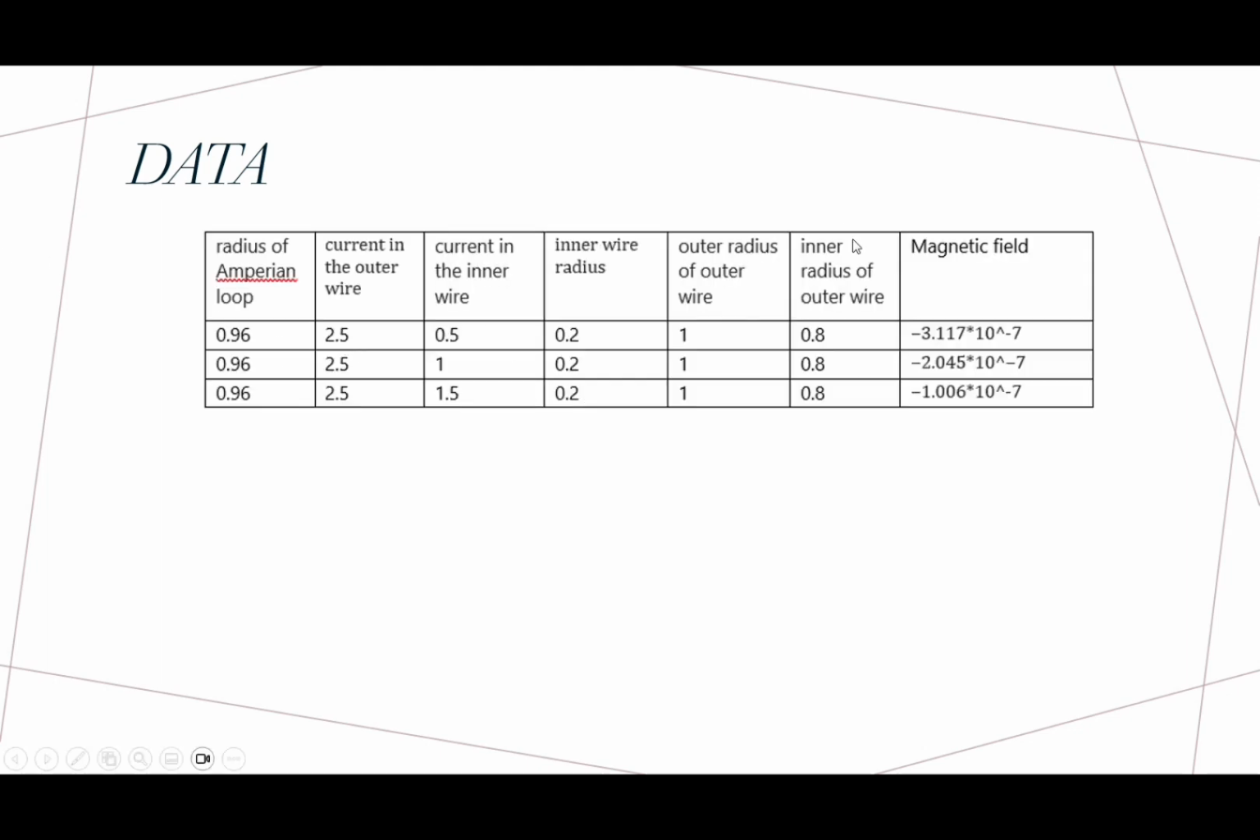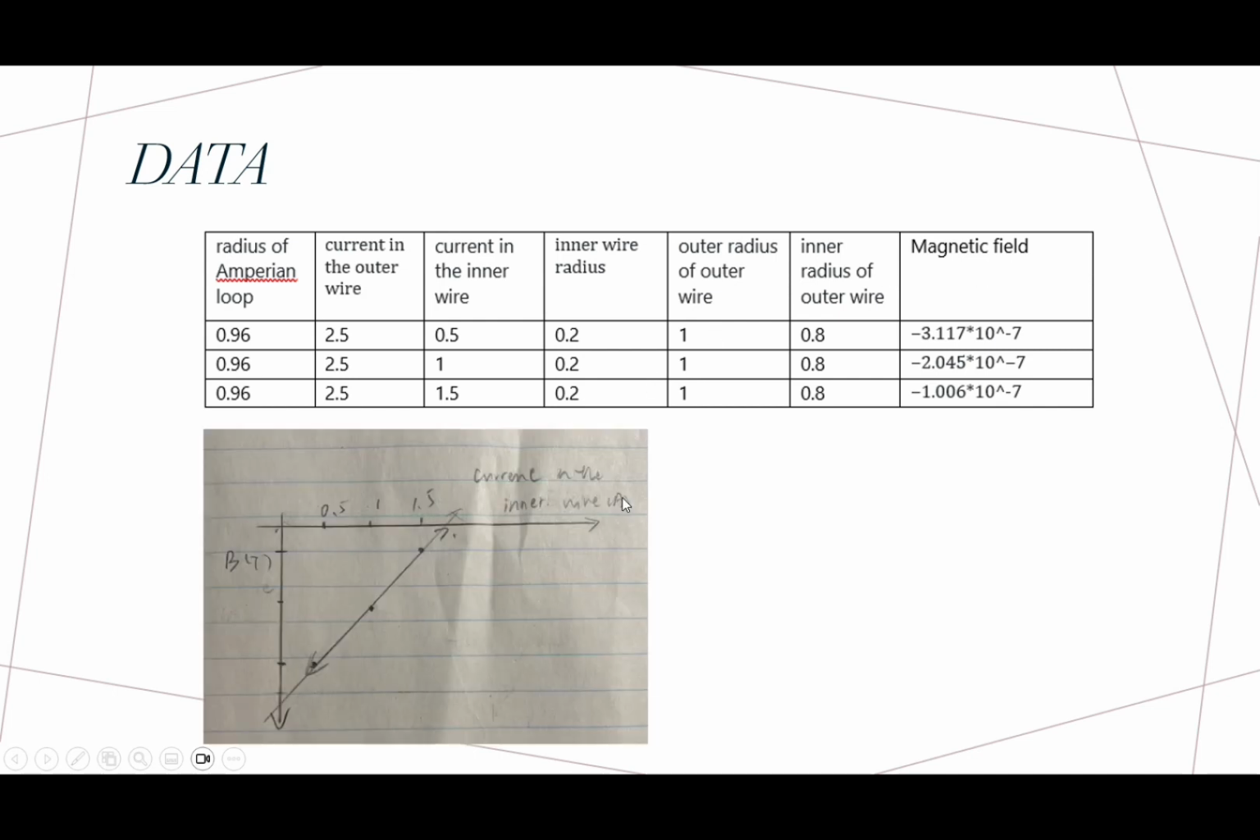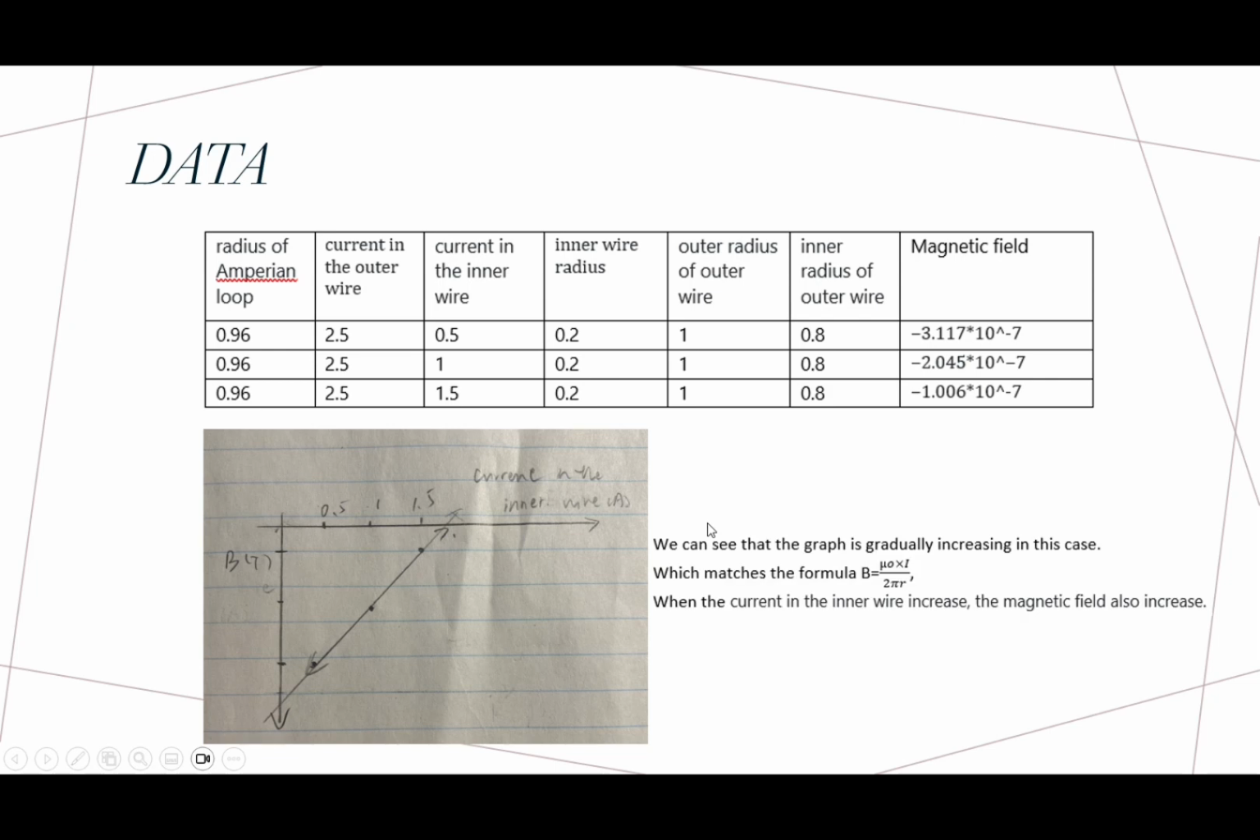Okay, so now we're going to share our data from the lab. This is the first one we did. We first did the current in the inner wire and saw how it affects the magnetic field. And in this table, we can see that the magnetic field is increasing when the current in the inner wire is increasing. And this matches the formula we did before.